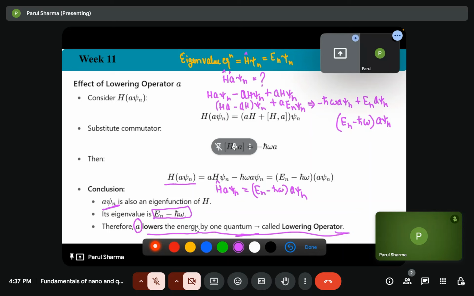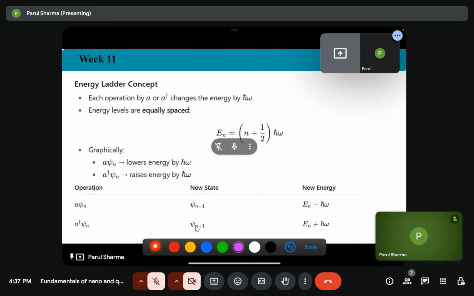Similarly, we can find out the H A dagger psi n, which will give us the E n plus h cross omega A dagger psi n. Okay.